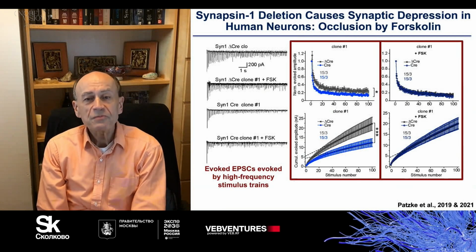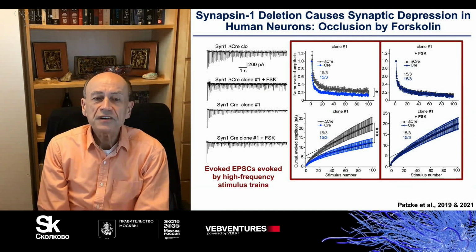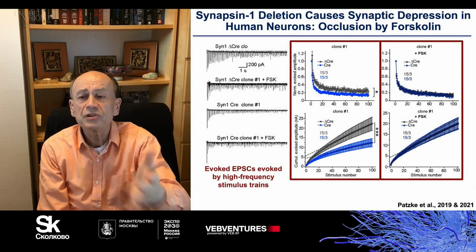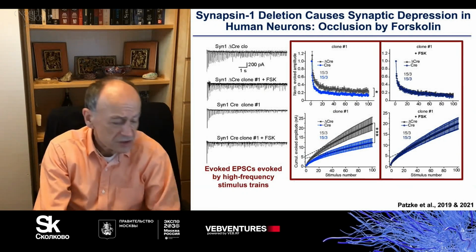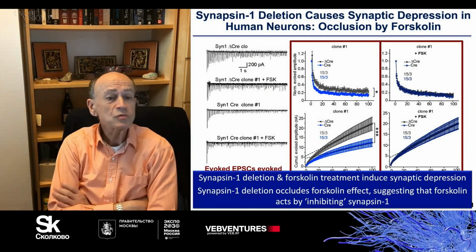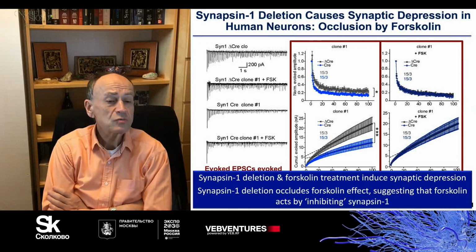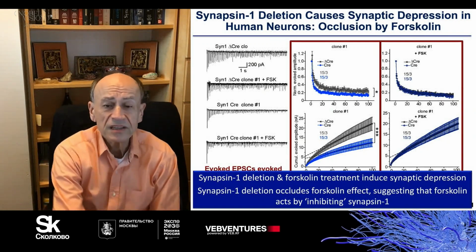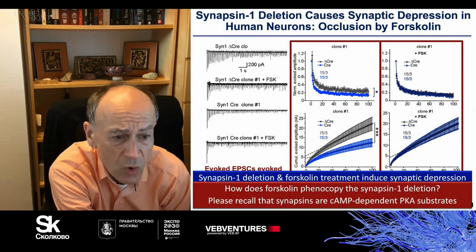In other words, in the presence of forskolin that activates synapsin 1 phosphorylation, the difference between synapsin 1 mutant and wild-type neurons goes away because the wild-type neurons become like a synapsin 1 mutation. It's as though forskolin induced a synapsin 1 deletion by itself, which obviously it doesn't. So synapsin 1 deletion and forskolin treatment induce synaptic depression, and the synapsin 1 deletion occludes, prevents the forskolin effect, suggesting that forskolin acts by inhibiting synapsin 1.